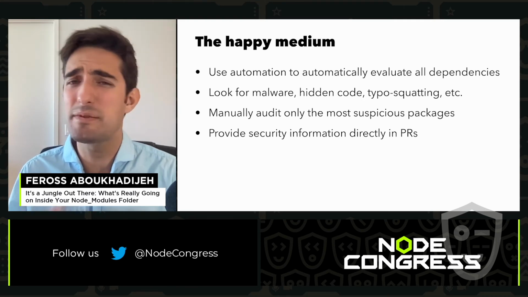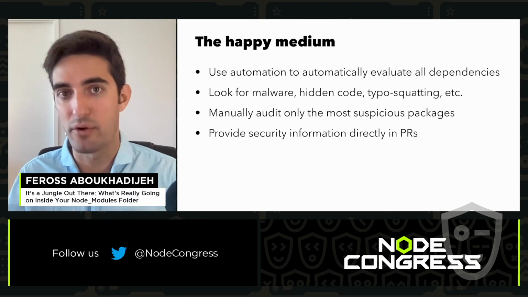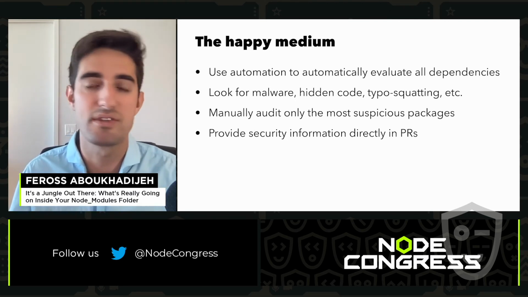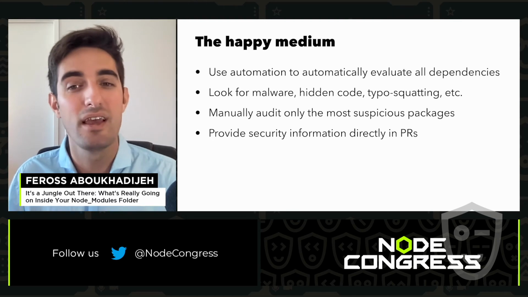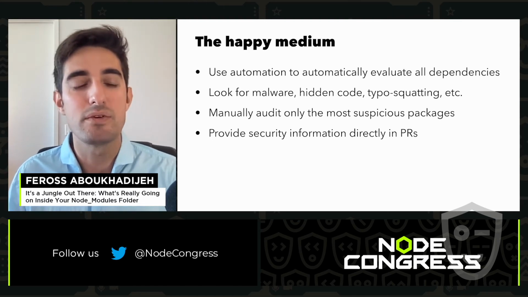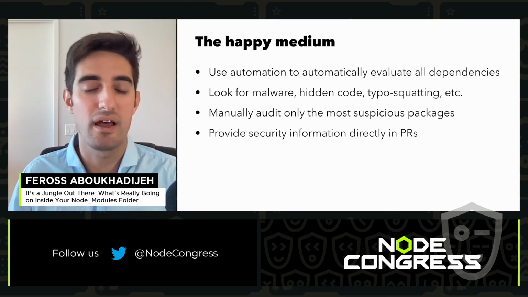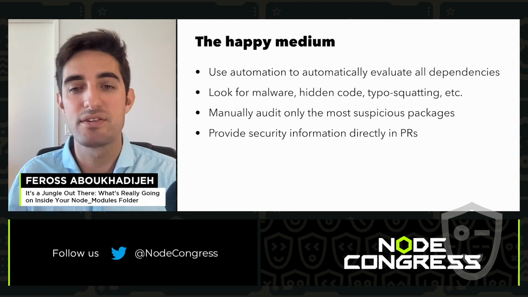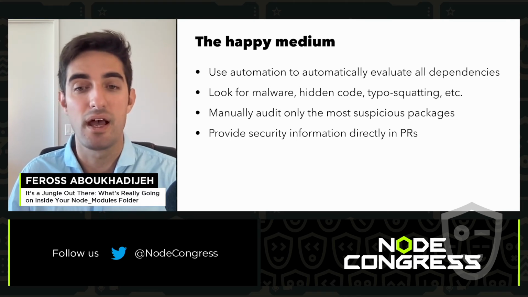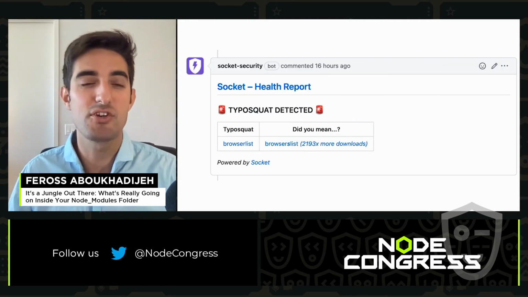And so this seems much better to me than an all or nothing approach, where you either audit everything or you just hope for the best and look at nothing. And then the other thing we wanted to do is make sure that the security information was shown directly in pull requests, so that the developers on our team were empowered to solve the security issues that they saw before they deployed into production. So what does this actually look like?